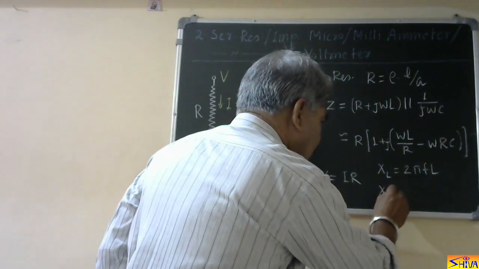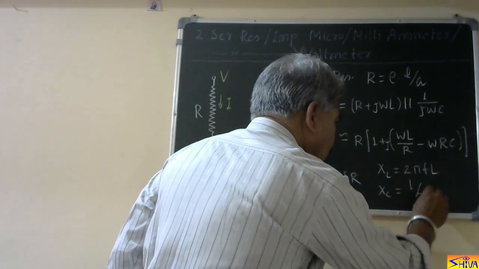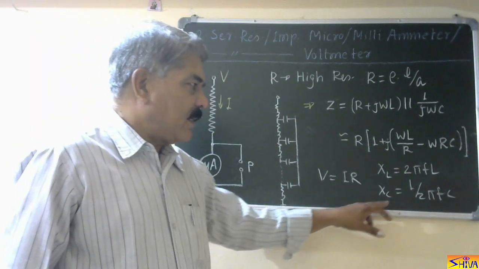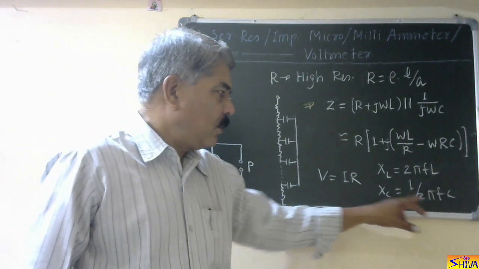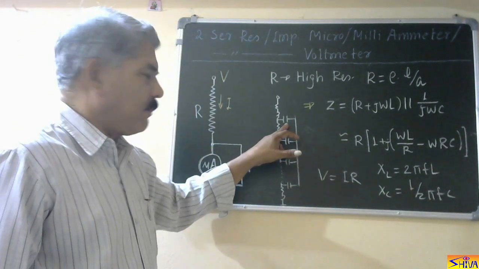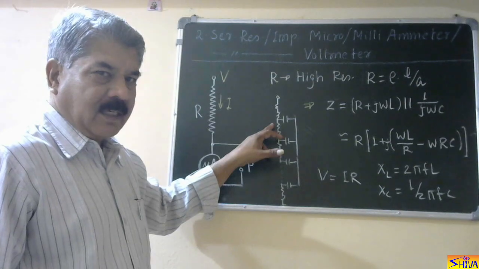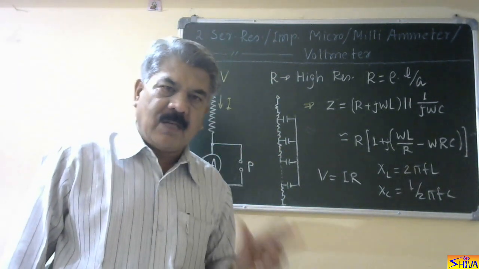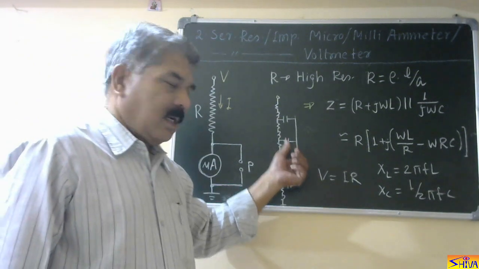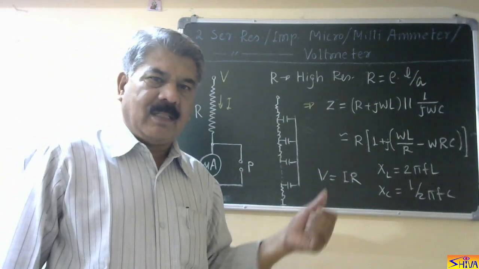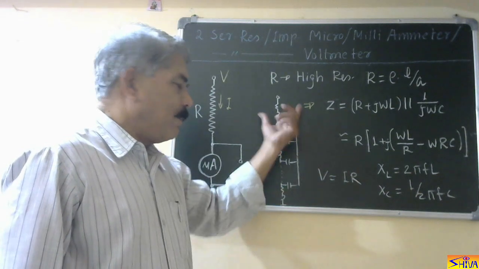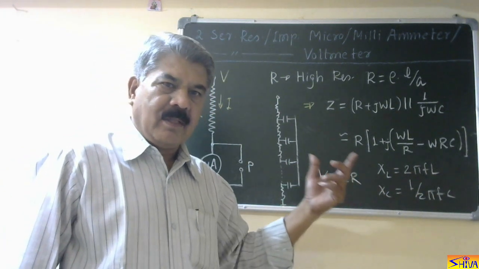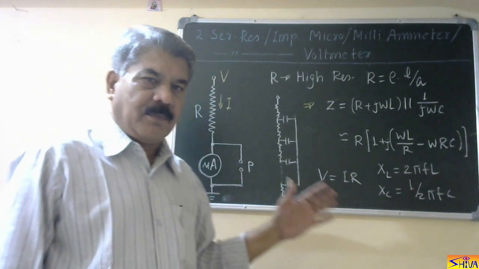Similarly, XC is 1 upon 2 pi FC. So when we are measuring DC, F is 0, so XC will be infinite. So this part will be open circuited, this will be short circuited. So this resistance will act as pure resistance. Therefore, even when inductance and capacitance are coming in the circuit, the effect of inductance and capacitance will be 0, will be neglected when we are measuring for DC.